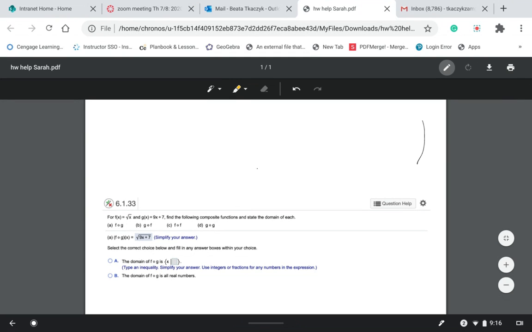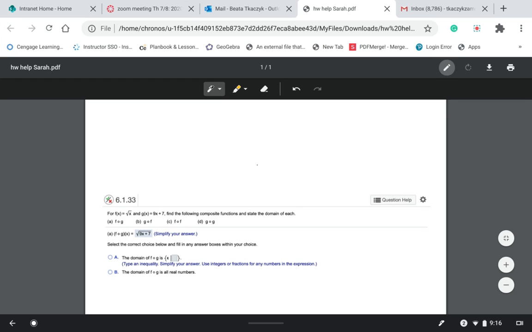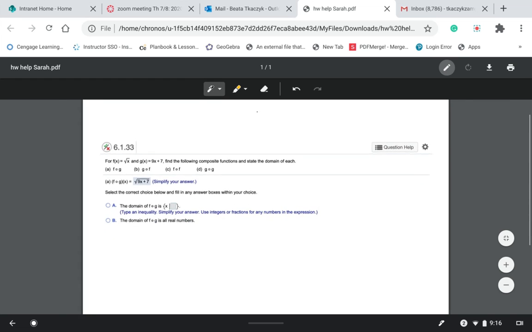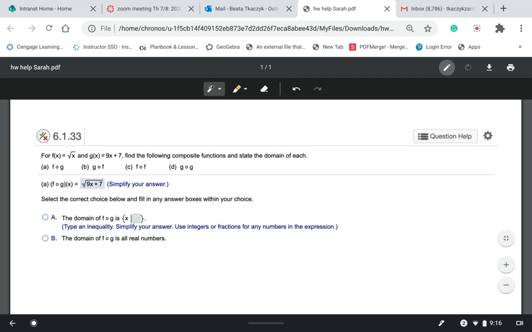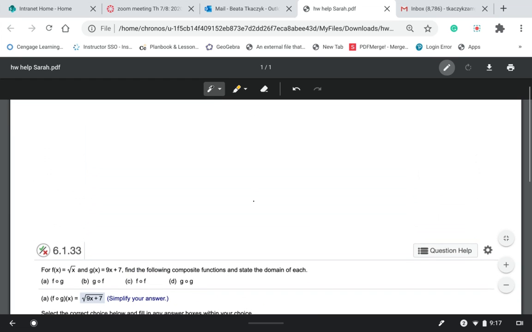Okay, good morning. So here I will go over one of the questions from homework. This is homework from section 6.1. And we have a function f of x equals square root of x, g of x is equal 9x plus 7. And we have to find the following compositions: f composed with g, g composed with f, f composed with f, and g composed with g, and state the domain of each. So let me start with A.